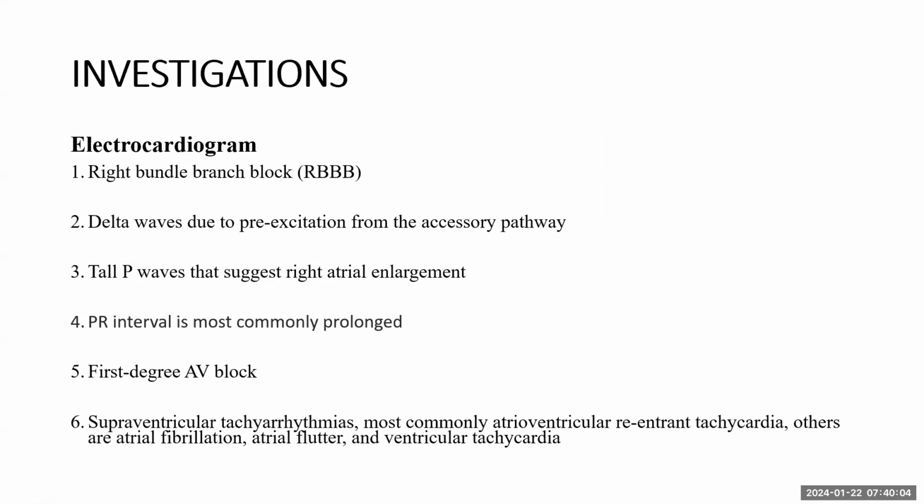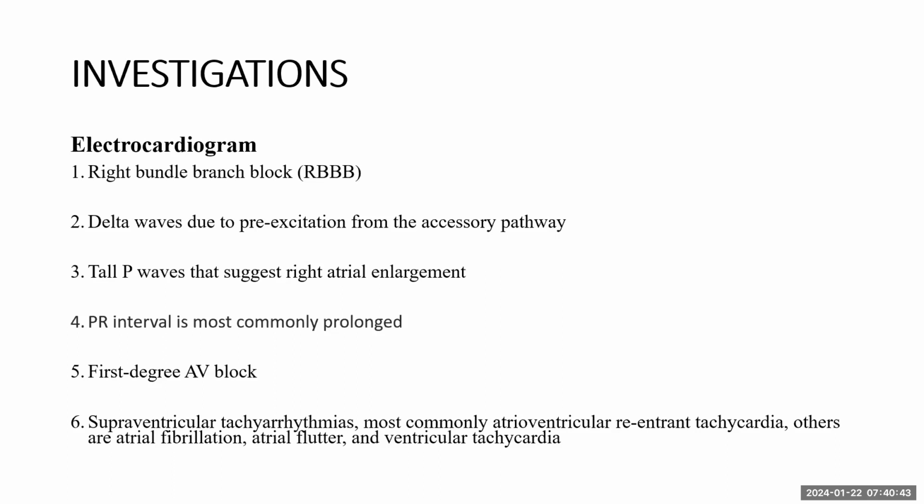ECG findings: on ECG, we are going to see a right bundle branch block. You're also going to see tall P waves, which are suggestive of right atrial enlargement. Then there's prolonged PR interval. There could be first degree AV block. Then we can also see delta waves due to pre-excitation from accessory pathways, which are also common. Then we see supraventricular tachyarrhythmias, most commonly the AV reentrant tachycardia. Then we can also see atrial flutters and ventricular tachycardia.